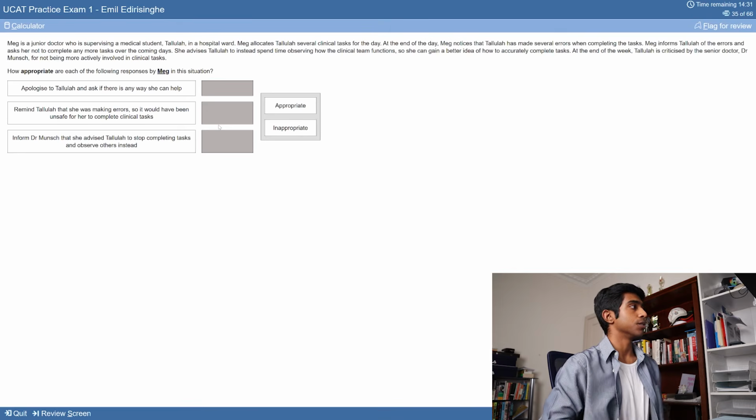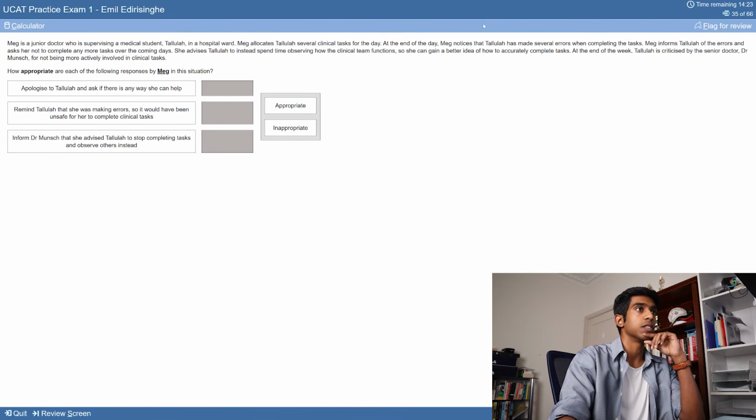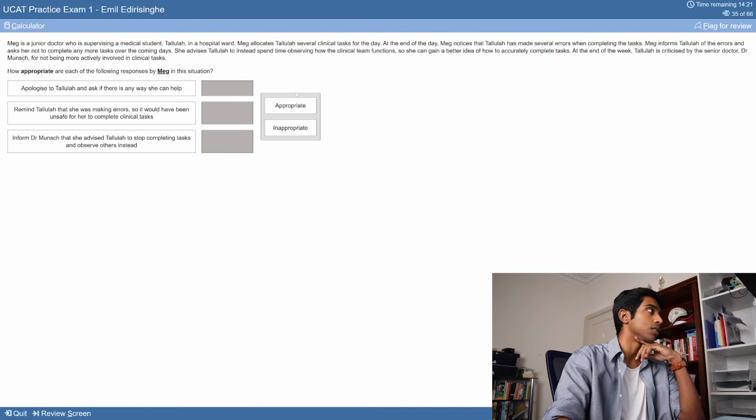Meg is a junior doctor who's supervising a medical student. She allocates several clinical tasks. At the end of the day, she's made several errors, informs her of the errors, asks her not to complete any more tasks, observing how the team functions so she can gain a better idea. She's criticized by the senior doctor for not being more actively involved.